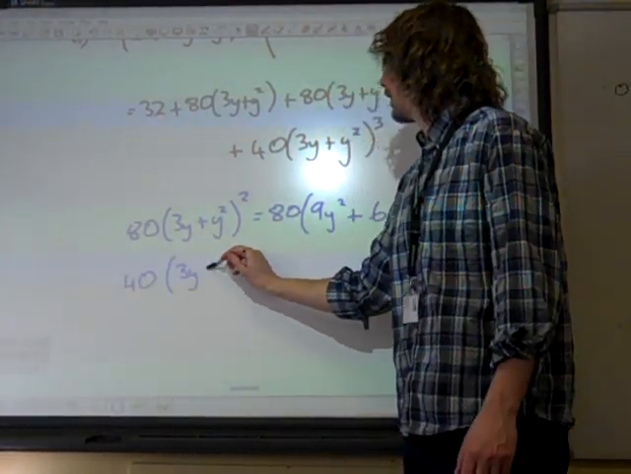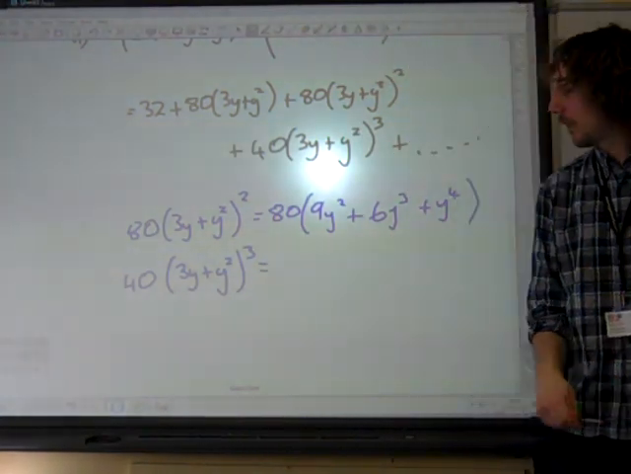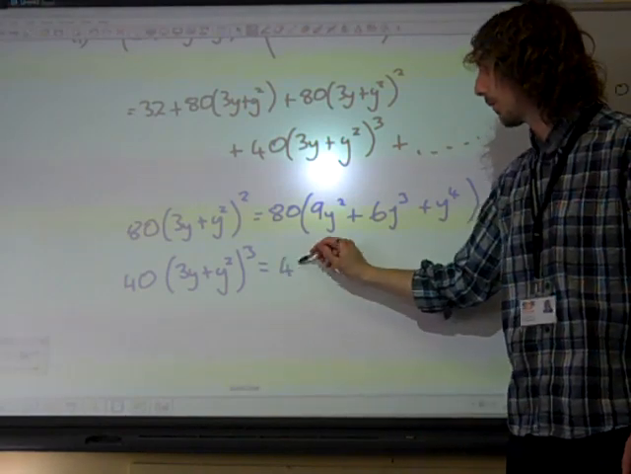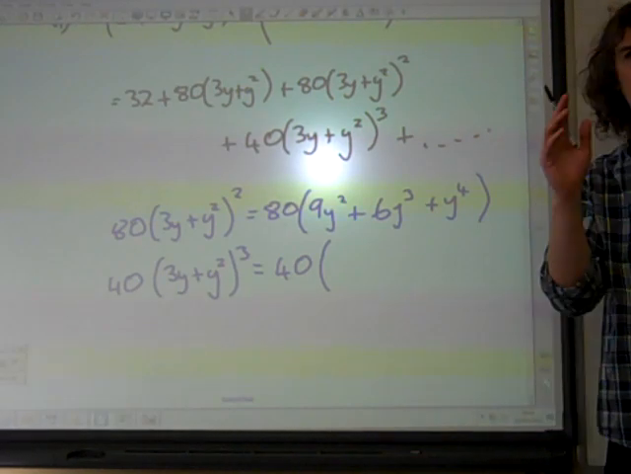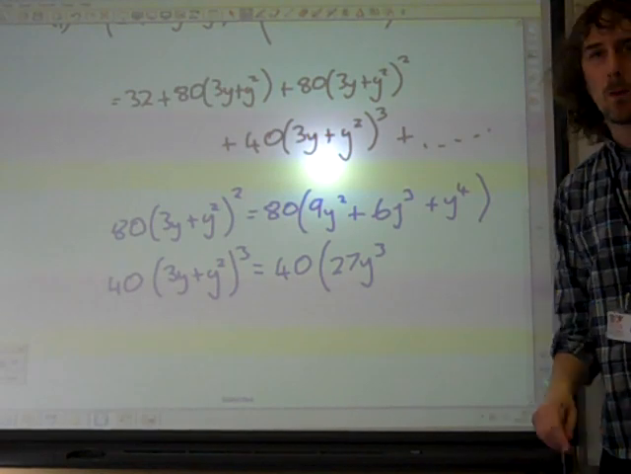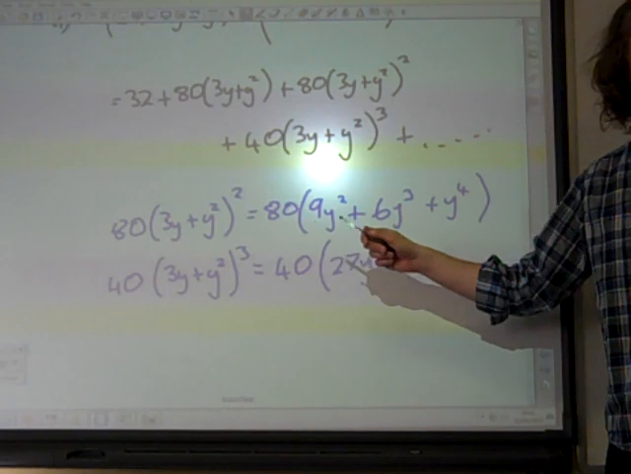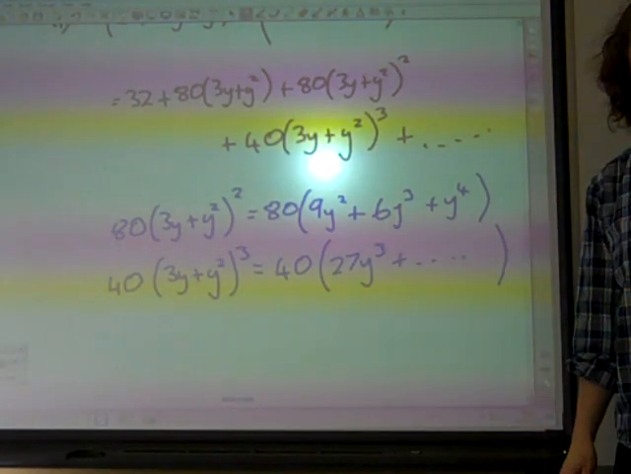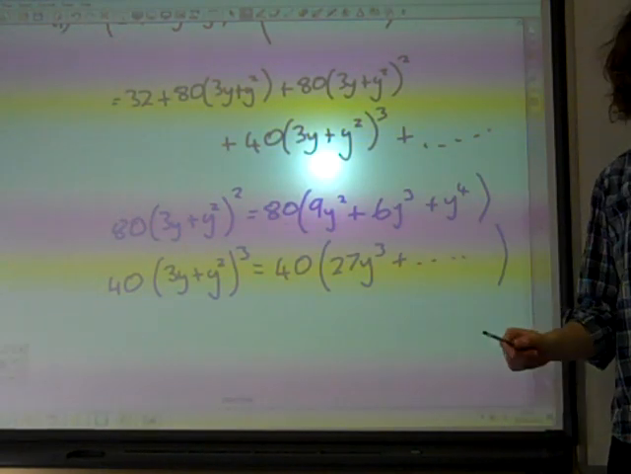And the other term, the 40 term: 40 times 3y plus y squared cubed. Well, I don't want to do too much work on this. If I multiply out all of this stuff here, my first term is going to be 3y all cubed. That's 27y cubed. All the rest of the stuff that comes from multiplying that out will be bigger powers of y than 3, so I'm not even going to bother working them out. Those are the only two places that I get a y cubed.